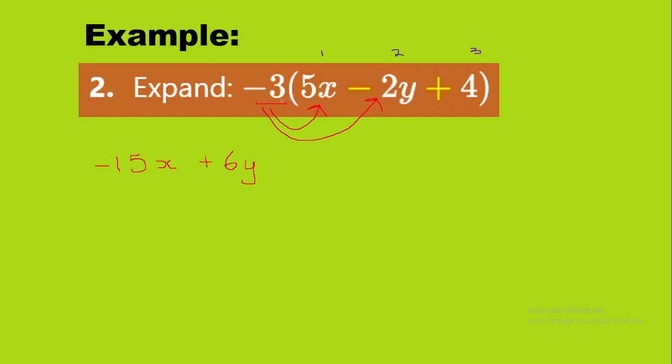Since we have the second term out of the way, we'll now multiply by the third term, the 4. So negative 3 times positive 4. First of all, negative times positive is negative, so let's write the negative sign right here, and 3 times 4 is 12. So that is our answer right below, and I'll just mark that.